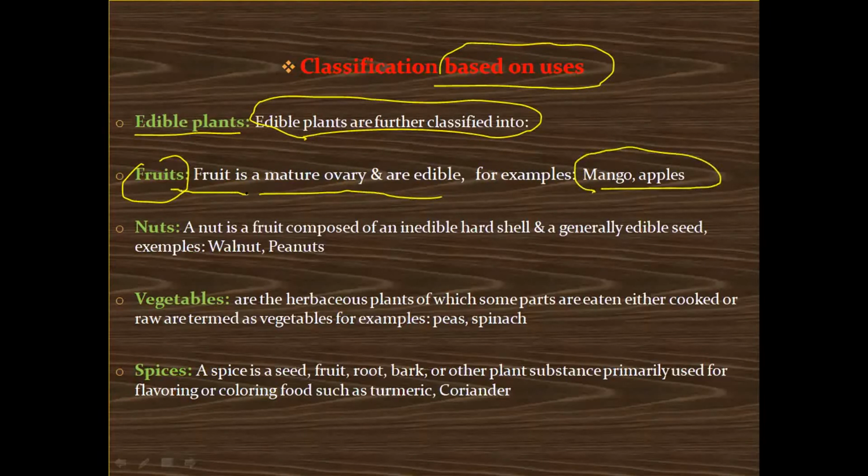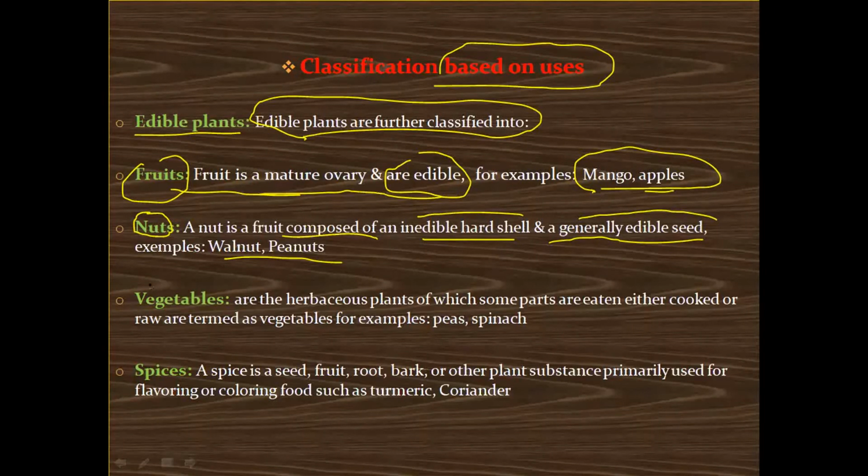So these are the edible category. The first one is the fruit, which is a mature ovary and the majority are edible, for example mango, apples, etc. The next one is nuts. A nut is a fruit which is composed of an inedible hard shell and a generally edible seed, for example walnut, peanut, etc.